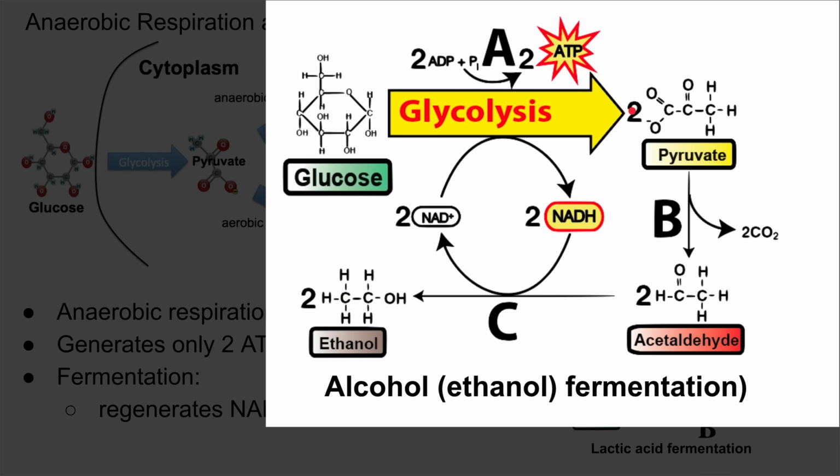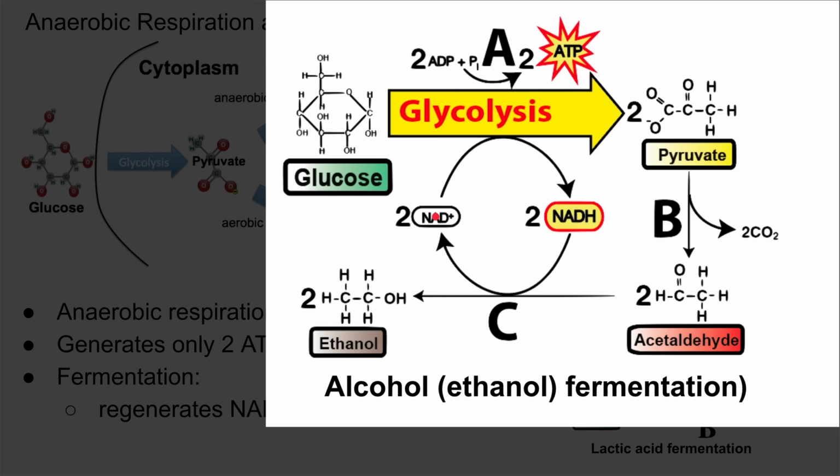So here's glycolysis. Pyruvic acid, or pyruvate, is the 3-carbon output of glycolysis, and in fermentation reactions, that pyruvate is basically changed into ethanol. What happens? The pyruvate is reduced so that NADH can be oxidized back to NAD+.